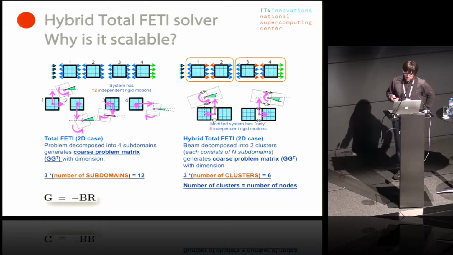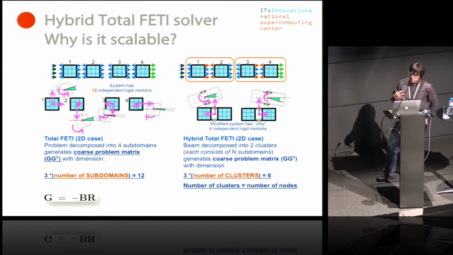solved in every iteration. So in the hybrid FETI, we combine the subdomains into the clusters, and then we attach the clusters. We solve the clusters with the corners, which are the red arrows. We solve it exactly, we tie the subdomains in the cluster together, and then each cluster adds only 3, respectively 6 for 3D, rigid body modes into the coarse problem. So this is the main reason why hybrid total FETI is scalable. It reduces the size of the coarse problem.